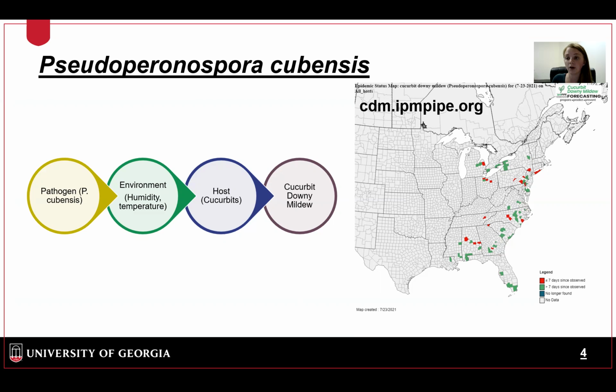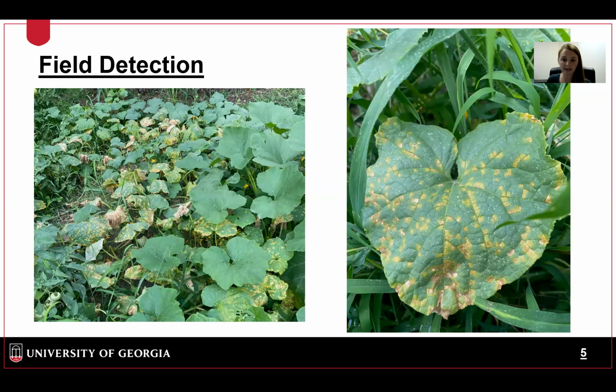This has spurred a monitoring system known as the CDM IPM pipeline. This system is able to alert growers if downy mildew is in the area. It is very important to know if downy mildew is going to be around before you see signs of the disease, as that influences chemical control of the disease. Cucurbit downy mildew relies heavily on fungicides, and application of fungicides is most effective when applied before the disease is already established. So what does it look like in the field?